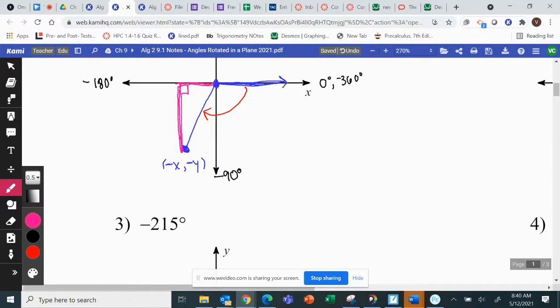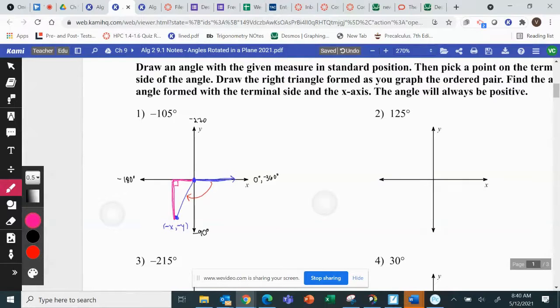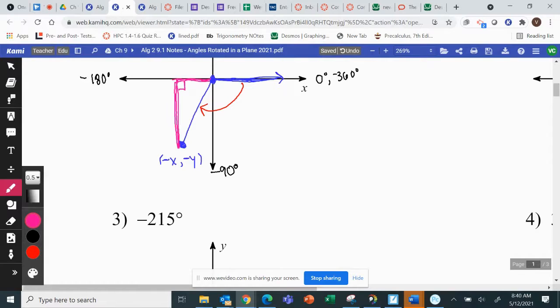And that makes a right triangle. In this right triangle, how did I word it? I said, find the angle formed with the terminal side and the x-axis. The angle with the terminal side and the x-axis is right here. I'm going to call it theta. It's always the terminal side and the x-axis. I just called that theta. And we're going to find that measurement.